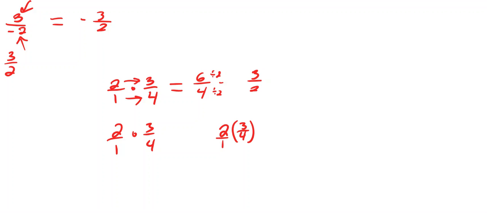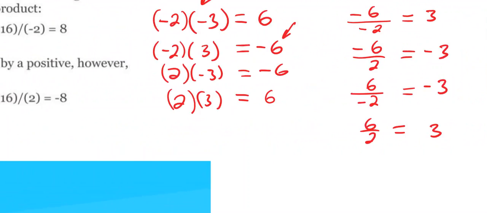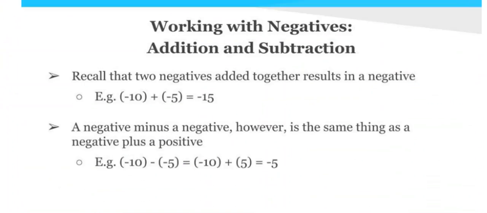Oh, so if it was 3 and then 3 over 4, then it would be 3 times 3, so it'd be 9 over 4. We're going to run into it more, but let's move on to these other ones here.